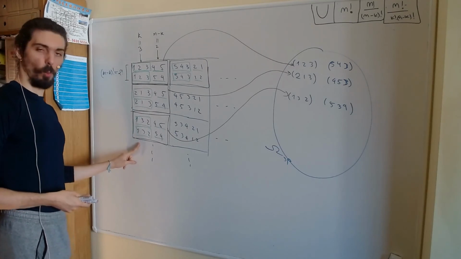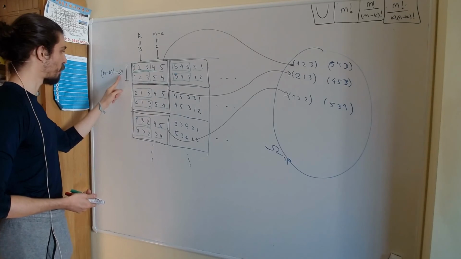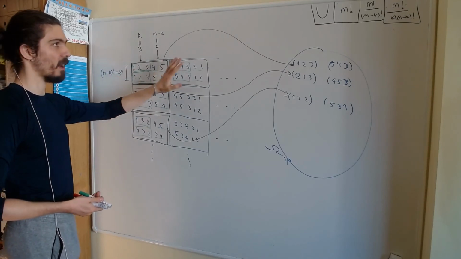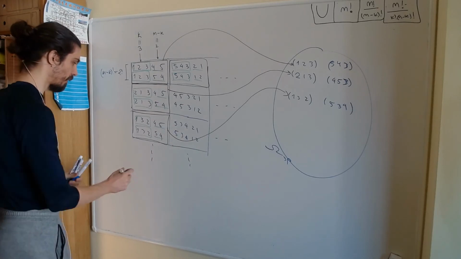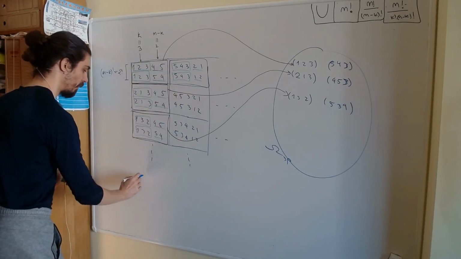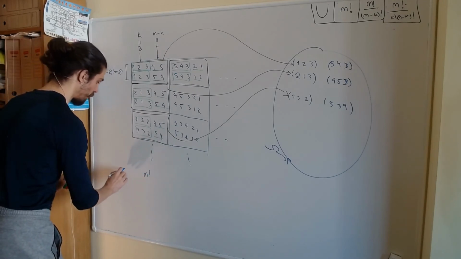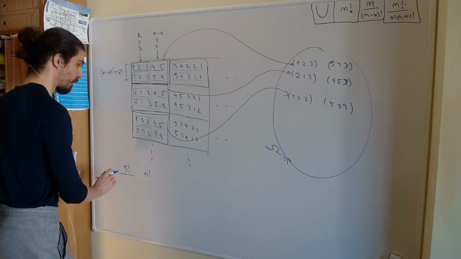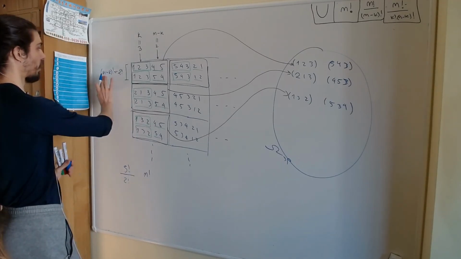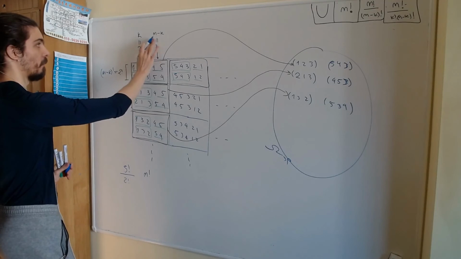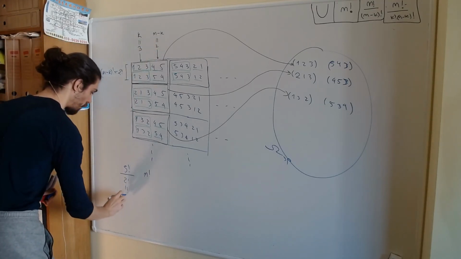Now, how many boxes do you have here? If each box has size 2 factorial, and there are 5 factorial entries in the table, then the number of entries here must be n factorial, or 5 factorial, divided by 2 factorial. You see? Or in other words, 5 factorial over 5 minus 3 factorial.